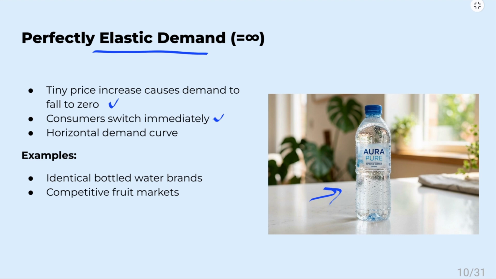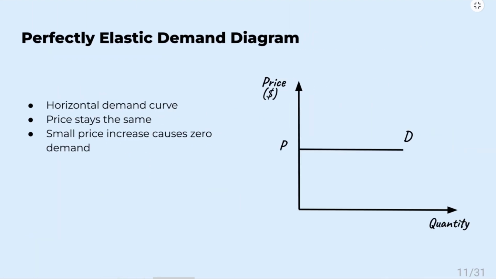This happens because the products are identical and consumers can easily switch to another seller. This diagram shows perfectly elastic demand. The horizontal demand curve means consumers are only willing to buy the product at one exact price.